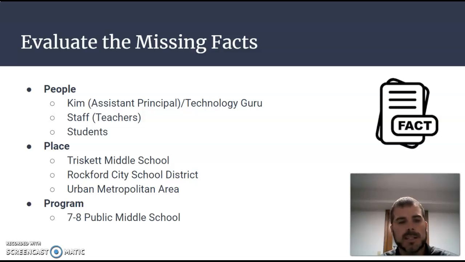Our students, like I said, over 65% of them are free and reduced lunch. We have a diverse population, quite a few African American students, a few white students, and then various other nationalities as well. The place in this case is Triscuit Middle School, the Rockford City School District, urban metropolitan area, large place. The program is a 7 through 8 public middle school.